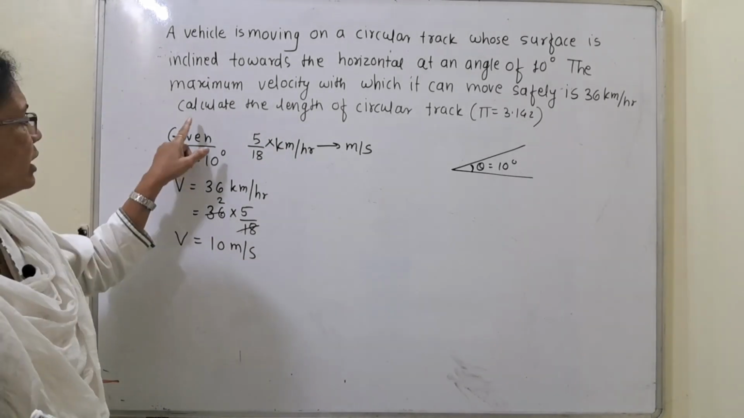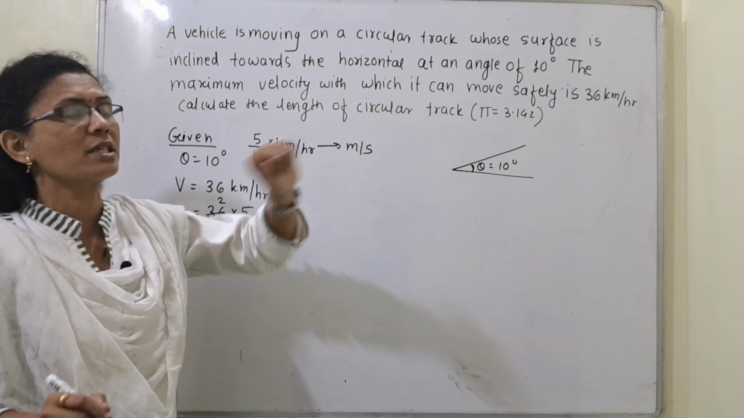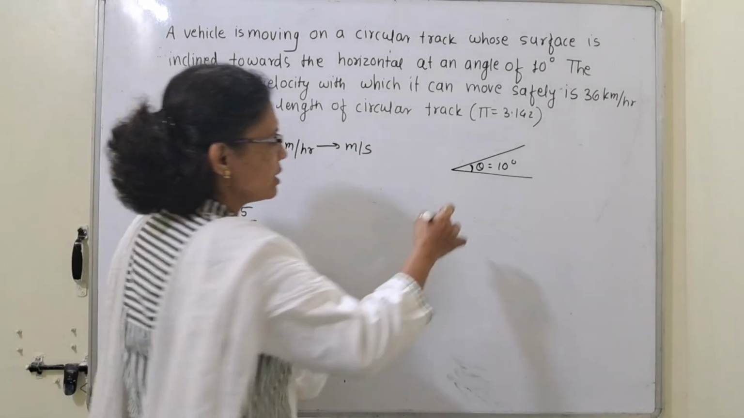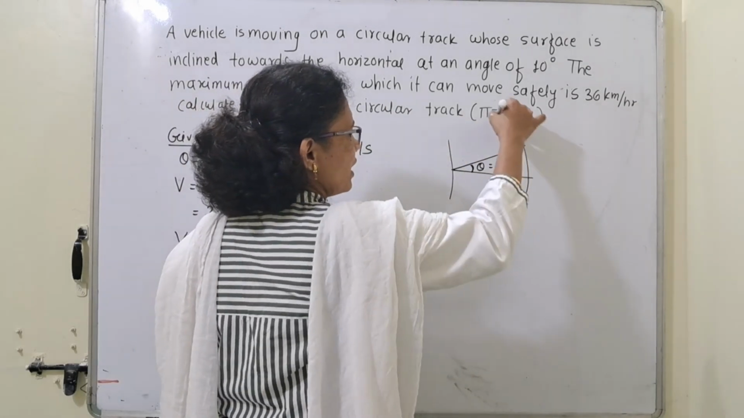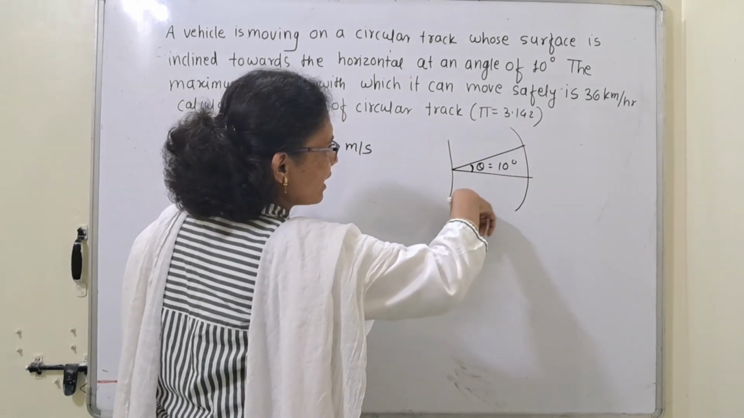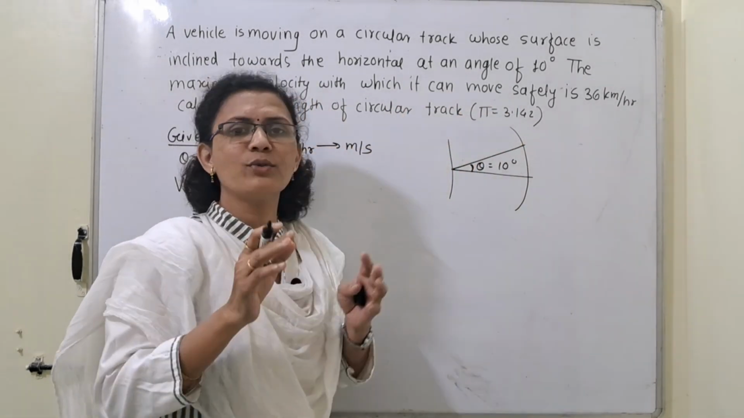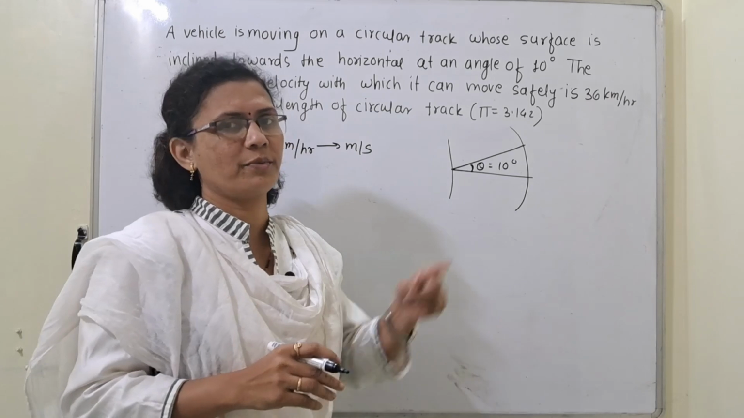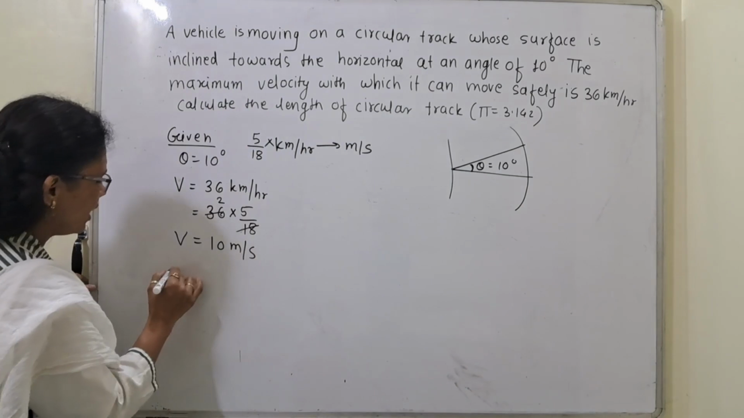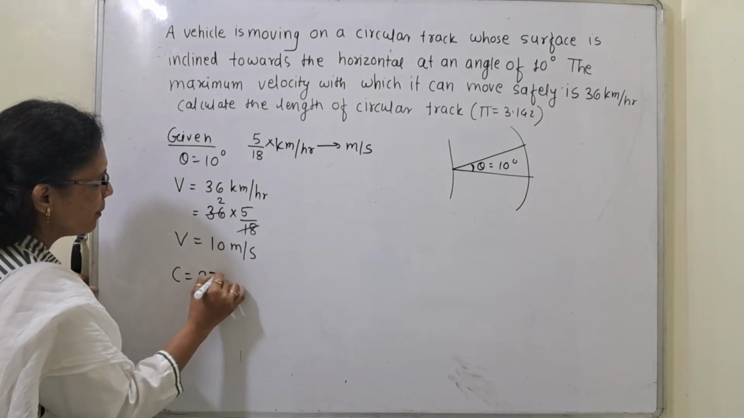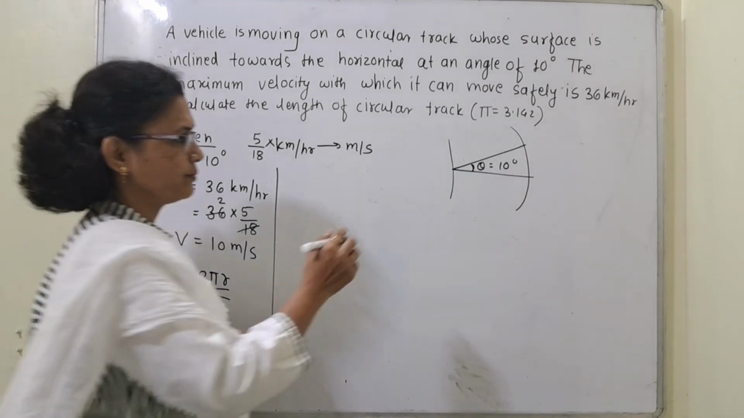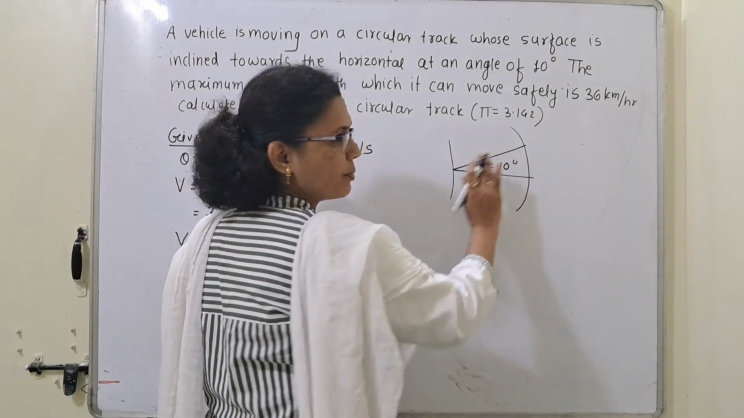And what do we have to calculate? We have to calculate the length of the circular track. On this circular track that vehicle is moving, correct? So to calculate the length of this track, we have to find the circumference of that circular path, that is, the value of 2 pi r. For this we need the radius of the track.